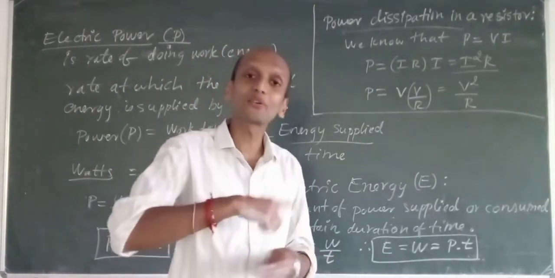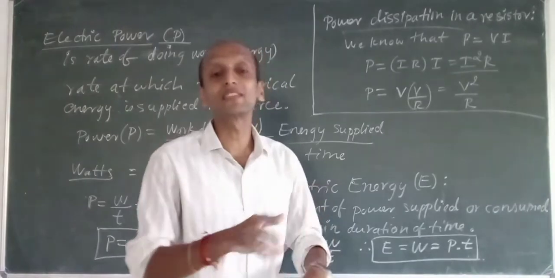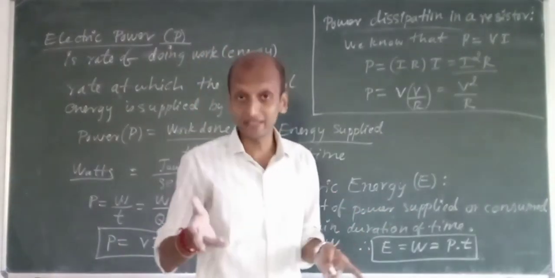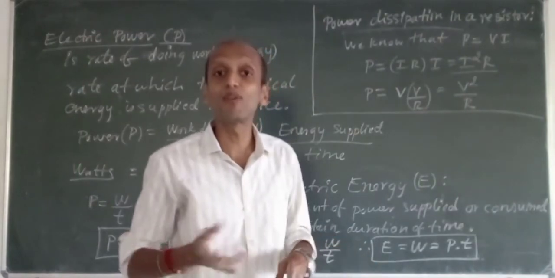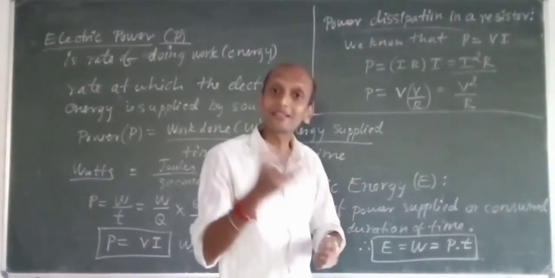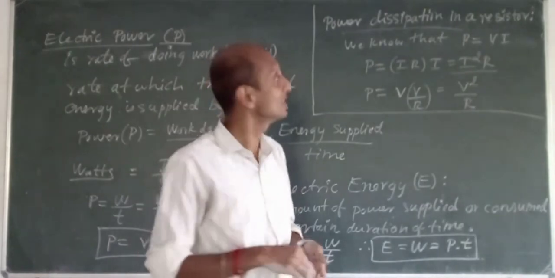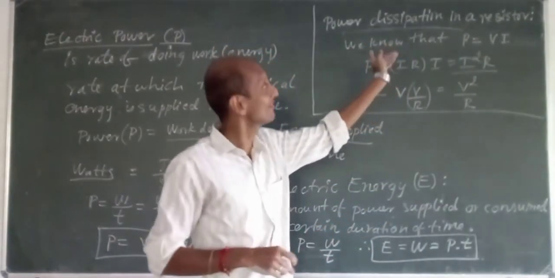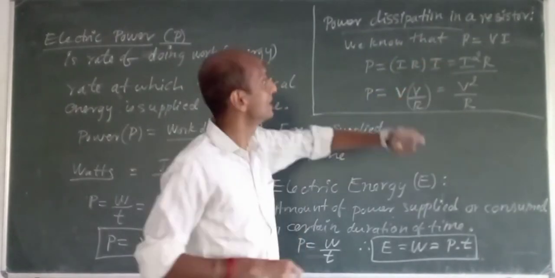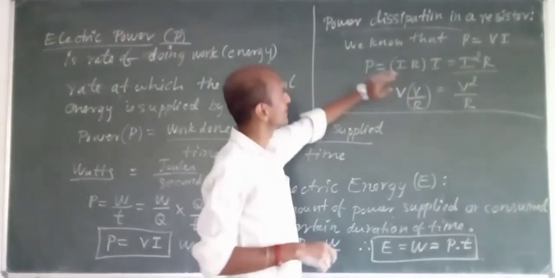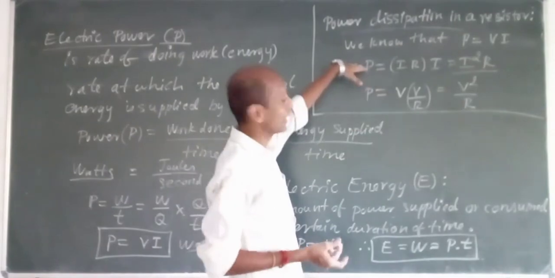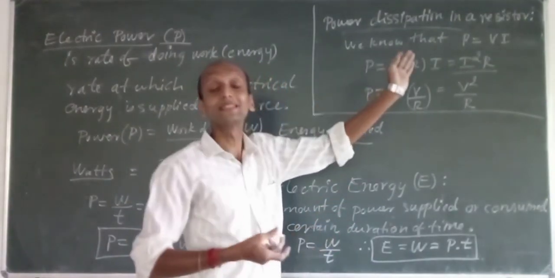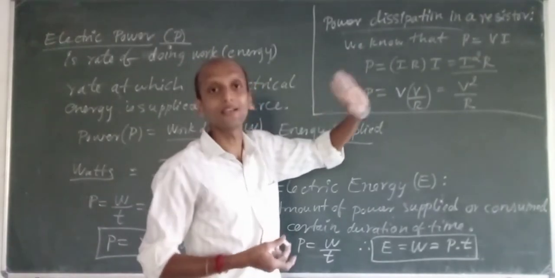Whenever the current flows, electrons start moving, and whenever they move, they generate heat. They give out energy in the form of heat, so the energy is consumed over there. Energy, or power, is dissipated in the form of heat in a resistor. And in equation form we can give out the energy or the power dissipated in a resistor.